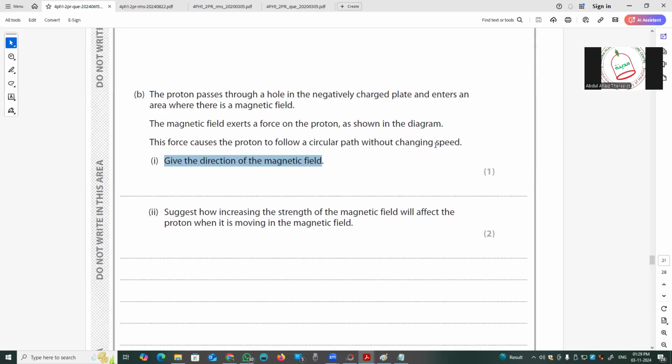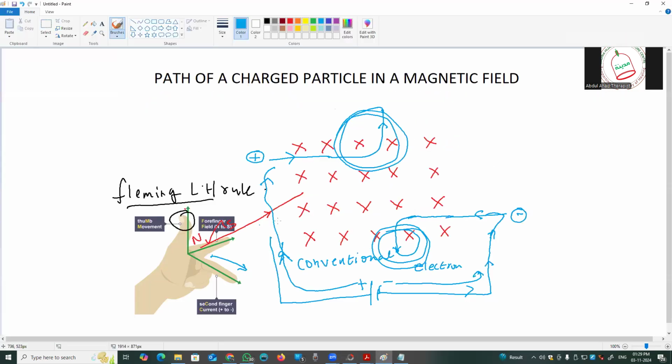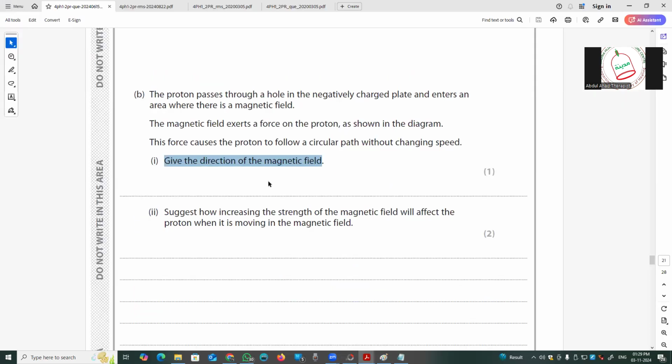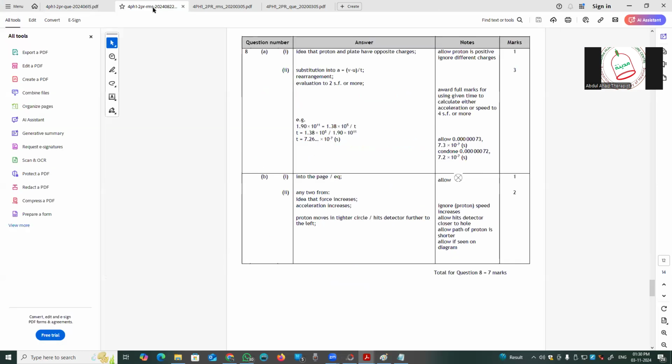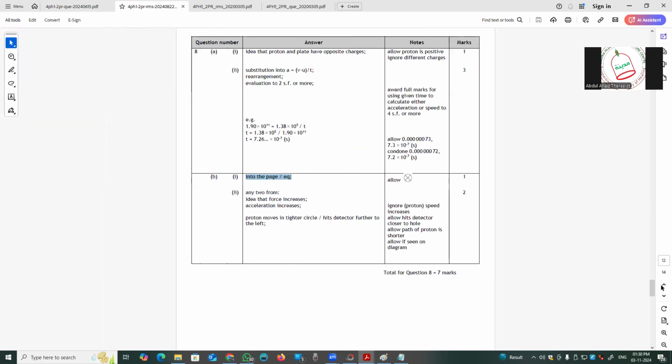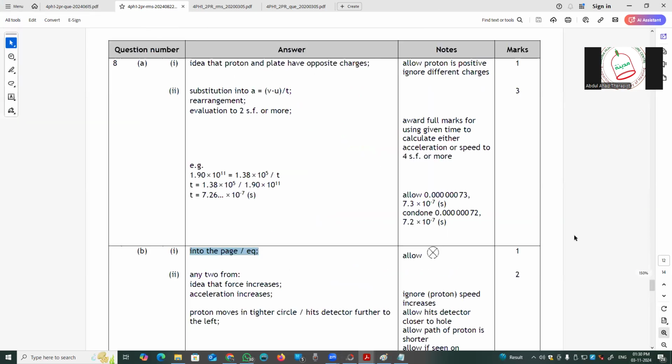Right. So outside it is North Pole. So inside is South Pole. So the answer is inside the paper. The direction of the magnetic field is inside the paper. Okay. So let's see the marking scheme. Yeah. Or you write into the page. Okay. Got it? Right. Now let's go to the other question.